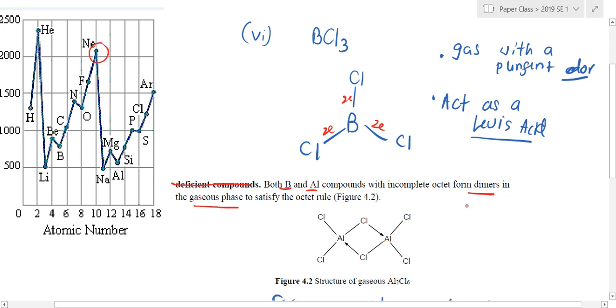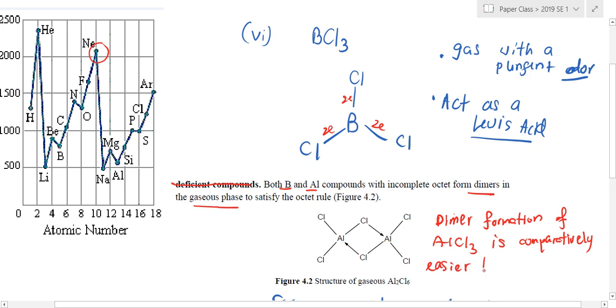But if you consider BCl3, the dimerization of boron is less than AlCl3. Dimer formation of AlCl3 is comparatively easier than in BCl3. You should remember that.